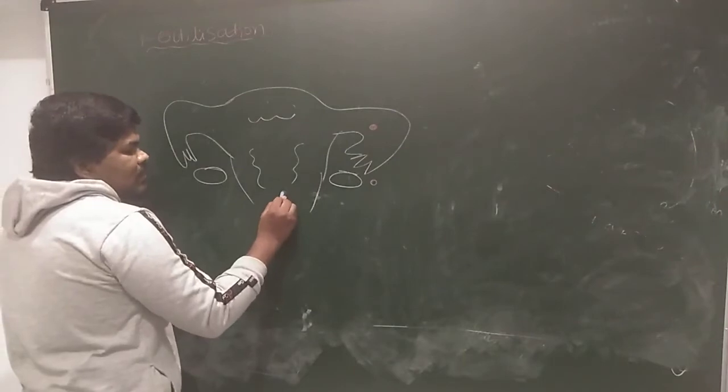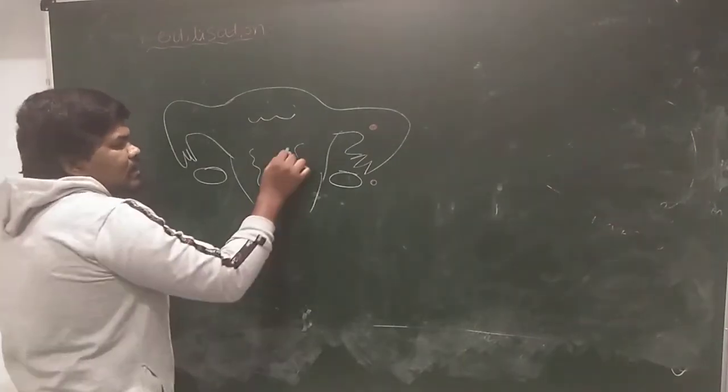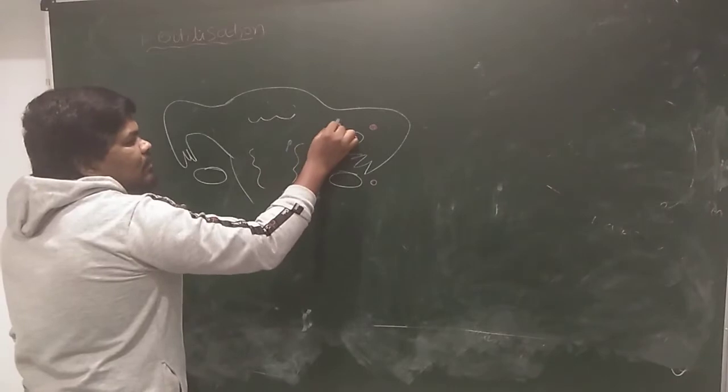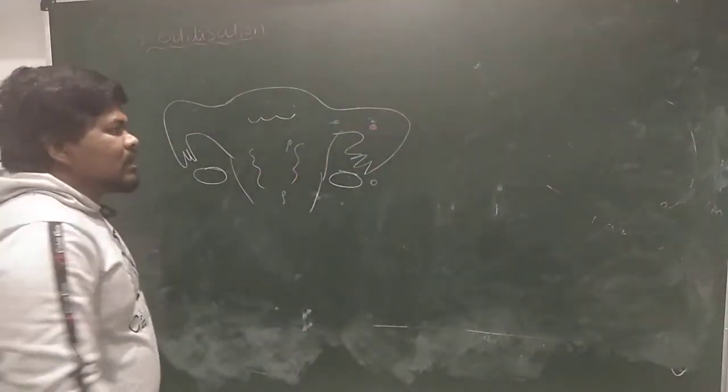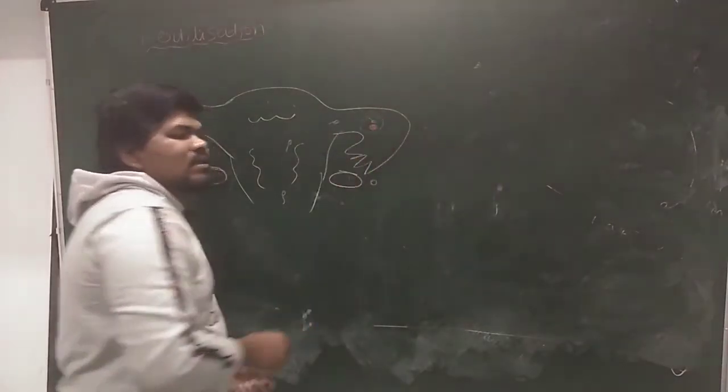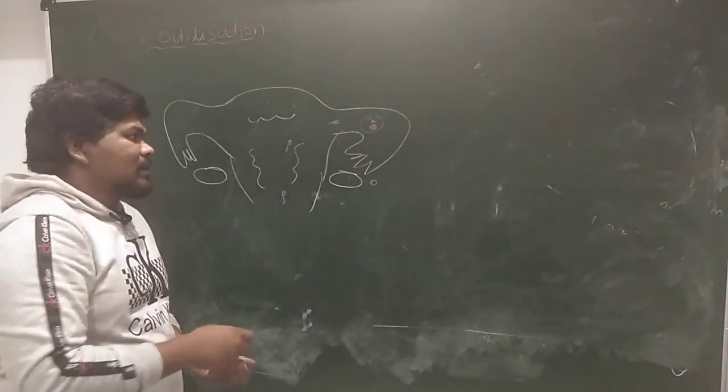Because of insemination, what happens? The male gametes or sperms enter into the female genital tract. Finally those sperms reach the ampulla region of the fallopian tube. There we can see the fertilization, or fusion, of both male gamete and female gamete.